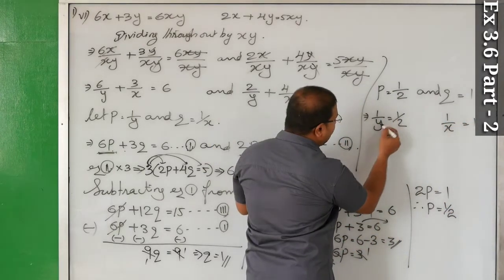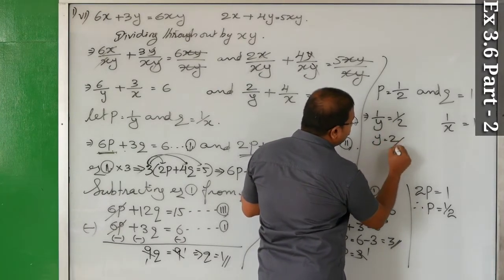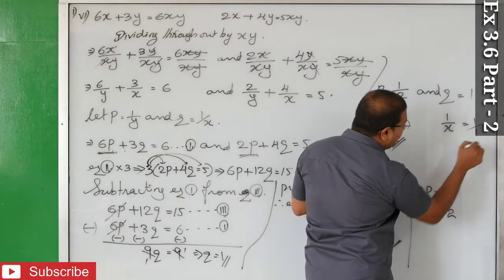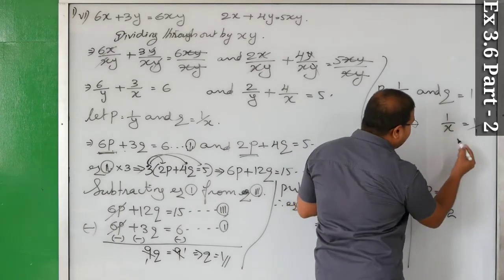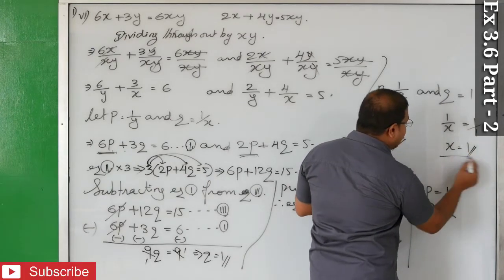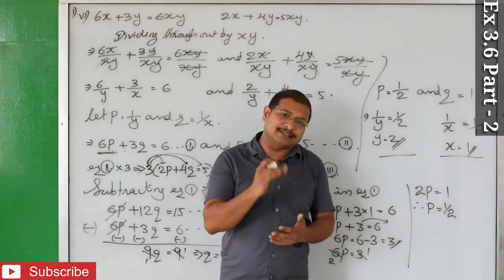Let's cross multiply. So when you cross multiply, y into 1, y equals 2 into 1, 2. And now see, 1 by x equals 1. That means 1 you can write 1 by 1. After that, cross multiplying, that means x into 1, x equals 1 into 1, 1. That means x equals 1 and y equals 2. Ready? Let's see the next question.